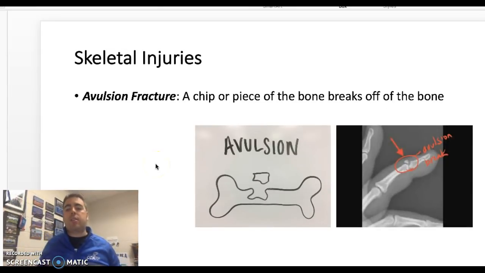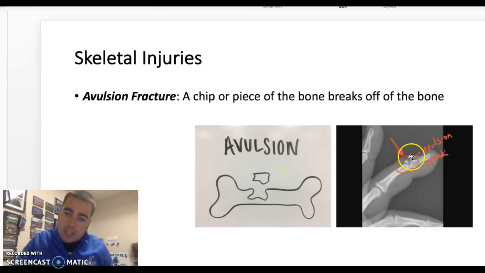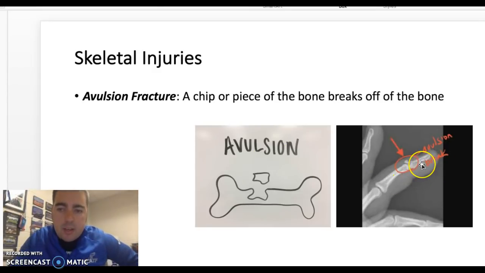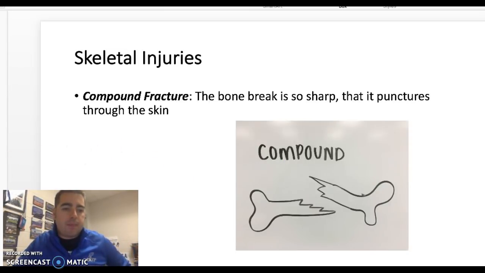The next kind of fracture is called an avulsion fracture, and this is where, again, in my world famous artwork, here we have a piece of the bone that is chipped away from the bone. Now, in my example, this is a pretty extreme avulsion. They usually look like this. They're just going to be very tiny chips that come off of the bone, okay? And this one is in a finger here, okay? So that's an avulsion fracture.